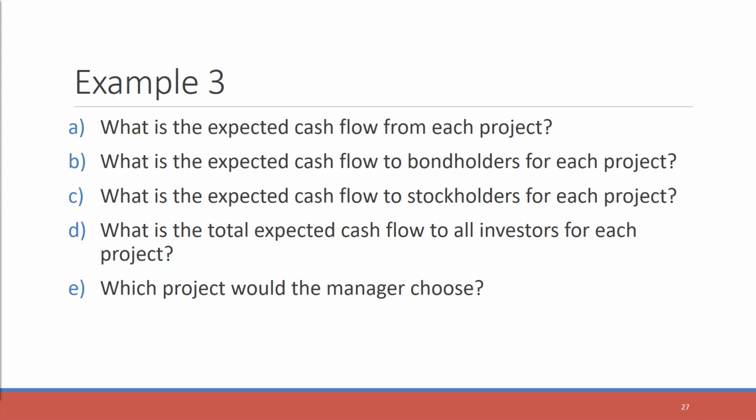Okay, what is the total expected cash flow to all investors for each project? The correct way to set this up is in two steps. First, for Project A, we'll have 0.5 multiplied by the sum of what goes to bondholders, 20 million, plus the 1 million that goes to equity holders. And then 0.5 multiplied by, again, the 20 million that goes to bondholders if the project goes well, and then the 2 million that's left over to go to equity holders.